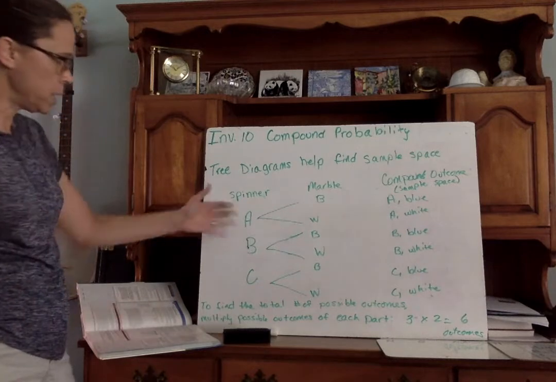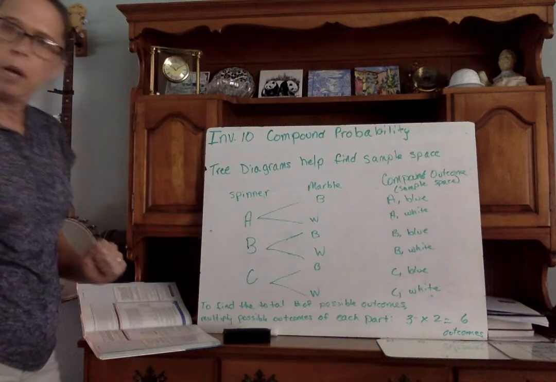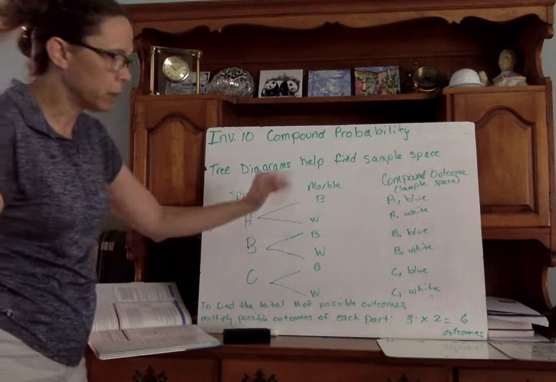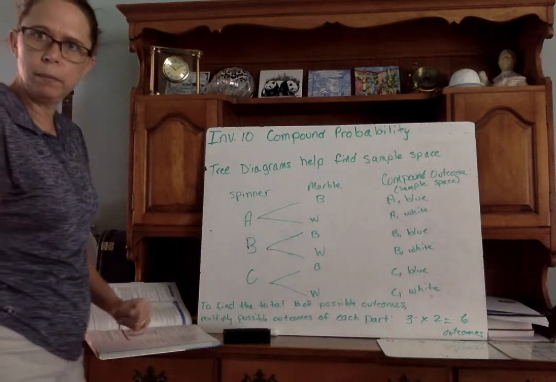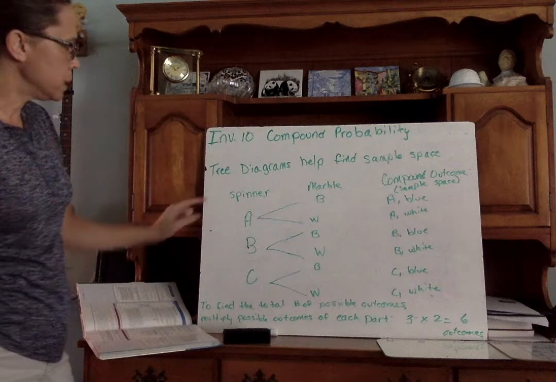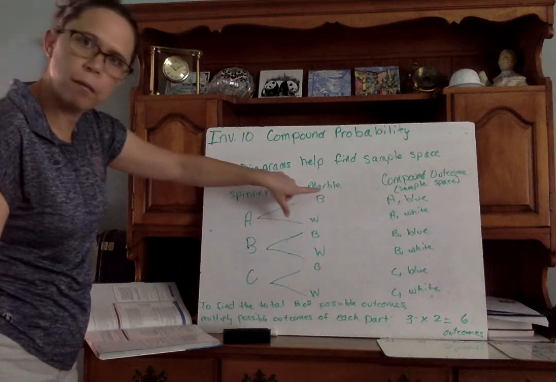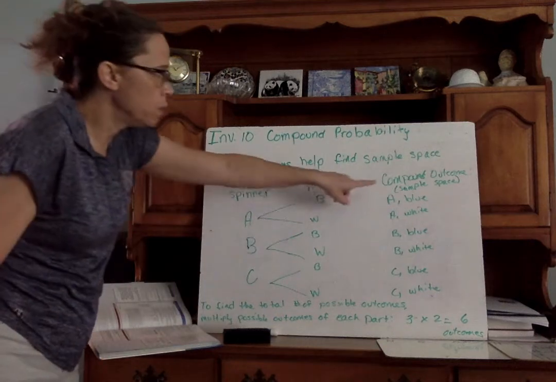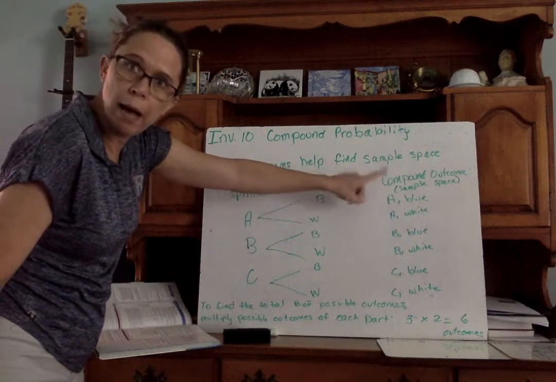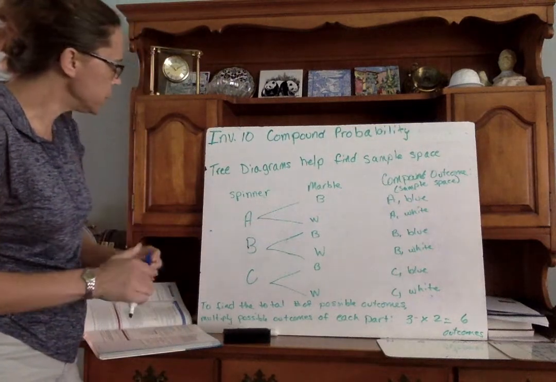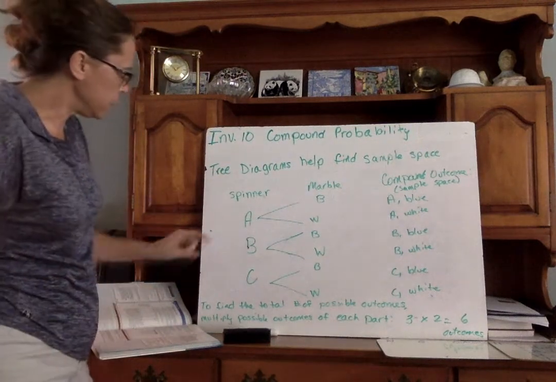Okay? And then they create a tree diagram. It would probably be a good idea for you to get this in your notebooks, just for an example of a complete tree diagram. Okay? So in this example, here's our first event, spinning the spinner. Our second event is picking a marble out of the bag. Okay? Over here, we list our compound outcomes, also known as our sample space. Okay? So, let's see what's happening with this diagram.